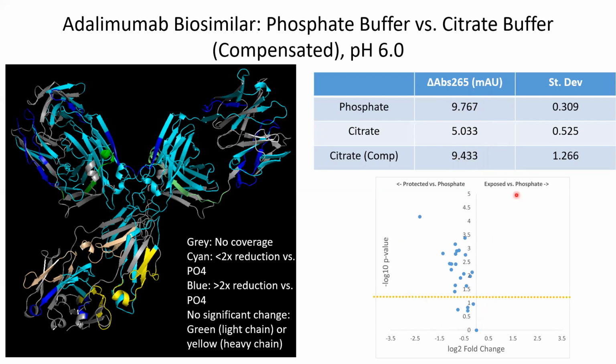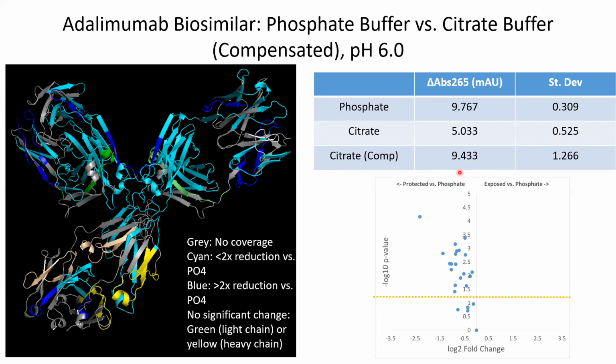And what we see is we still see a protection in many areas of the protein in citrate buffer versus phosphate buffer. It's not as pronounced in the citrate buffer, and most of the heavy protection is limited to the tips of the FAB and the very, very end of the FC region, but we still see slight widespread protection. So is there a problem with our compensation?